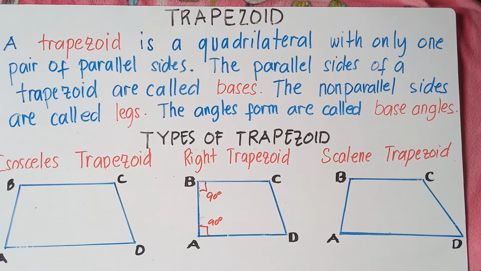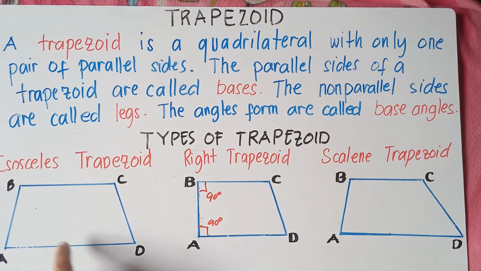A trapezoid is a quadrilateral with only one pair of parallel sides. So do not forget about quadrilateral. It means it is a four-sided polygon. It has four sides, and we are dealing right now with a trapezoid. A trapezoid has four sides. Now, the parallel sides of a trapezoid are called the bases.